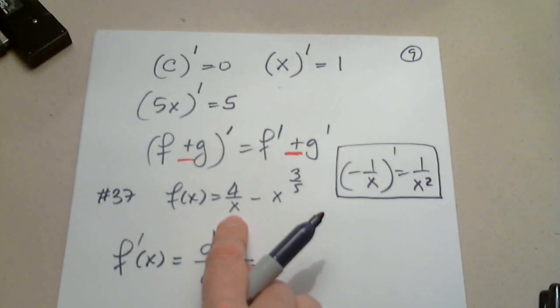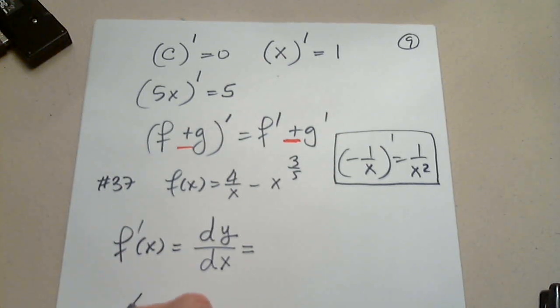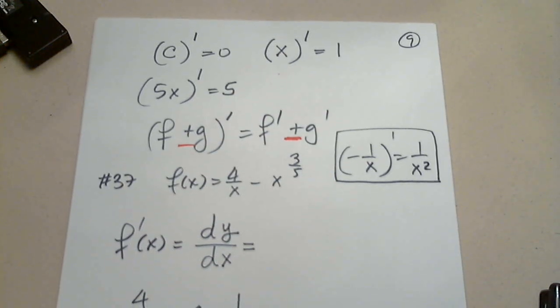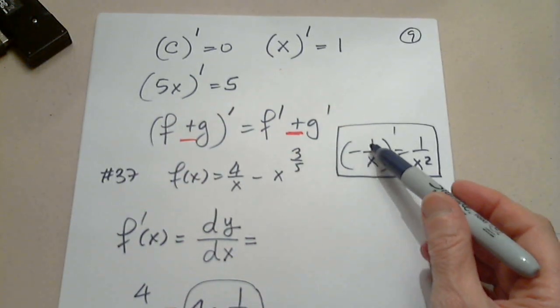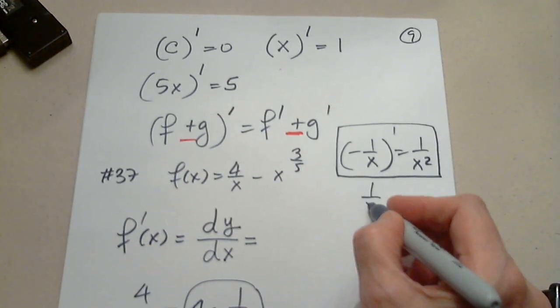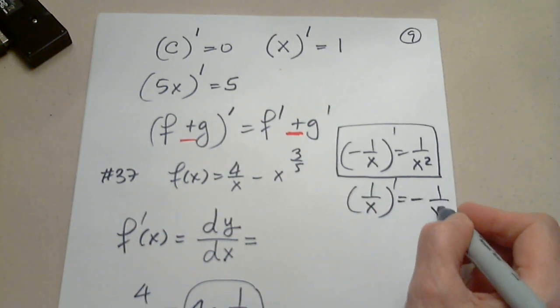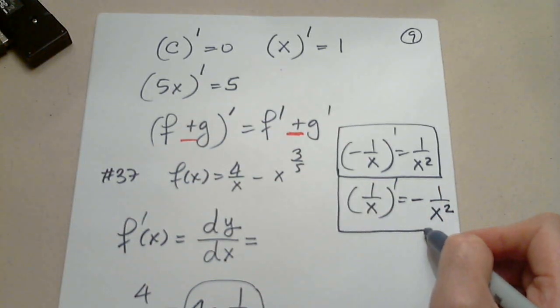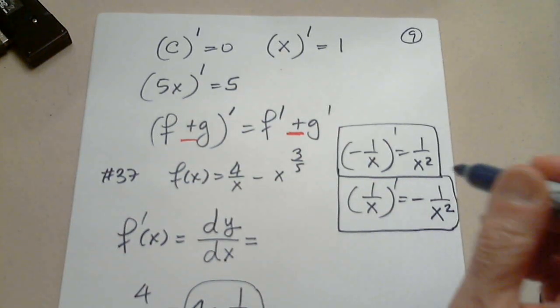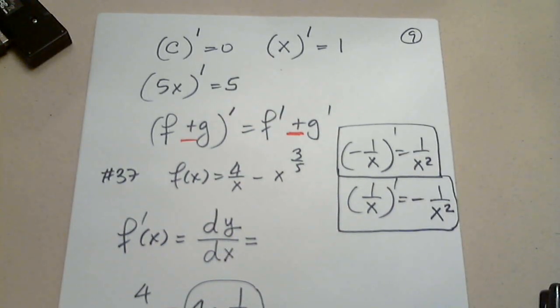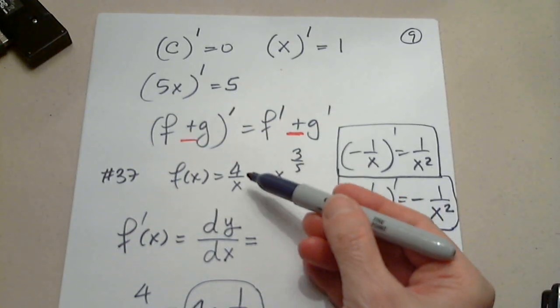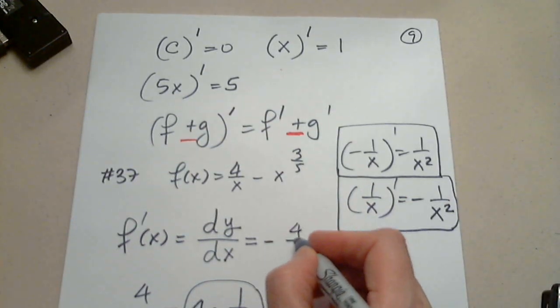So this is one thing that I would like my students always to understand. 4 over x is the same as 4 times 1 over x. You should always decompose it in your mind like this, especially when you differentiate. So if negative 1 over x prime is 1 over x squared, 1 over x prime will be negative 1 over x squared. So these are two formulas that you should always remember and have written down in your notebook where you write all the important information. This is very important. So when I differentiate 4 over x, I get negative 4 over x squared.